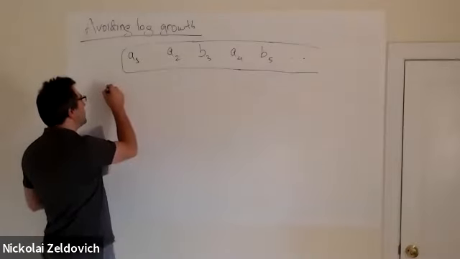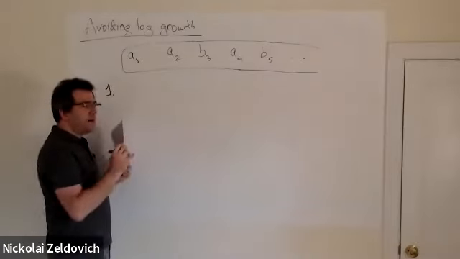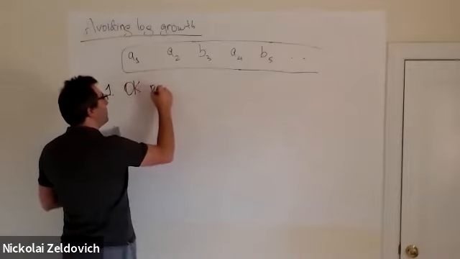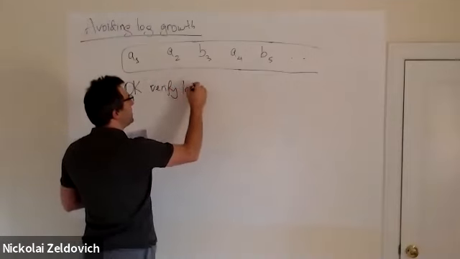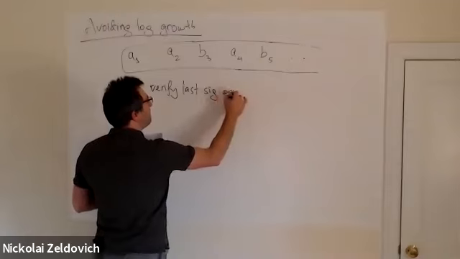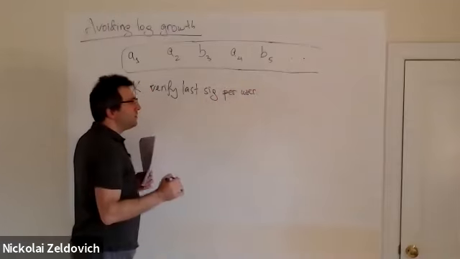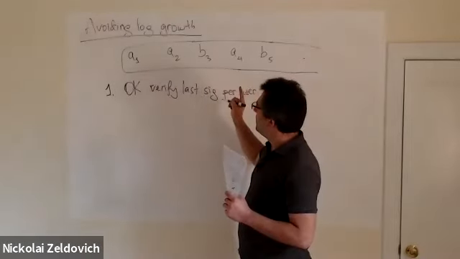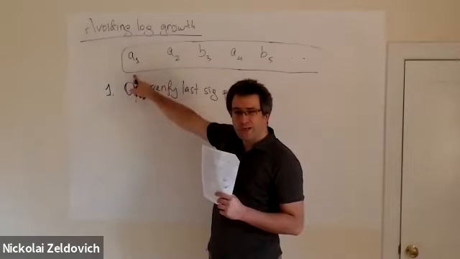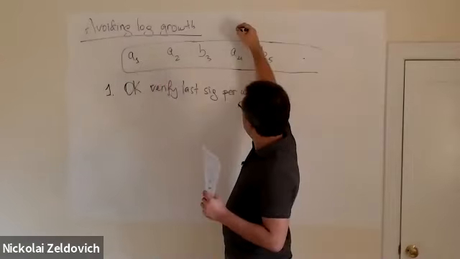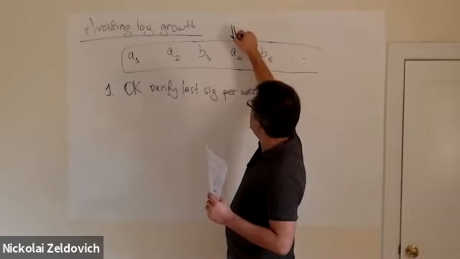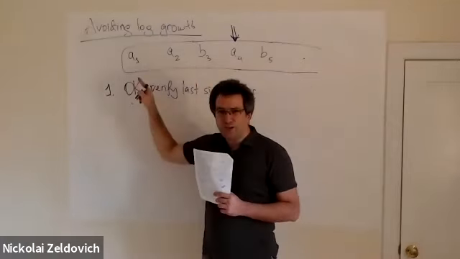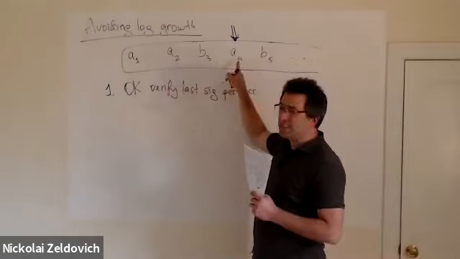So our first insight is that it actually suffices, you don't have to check all the signatures. It's okay to check just the last signature per user. What I mean by this is that if we have this history over here, then we don't actually need to check the signature here. And we don't need to check the signature here. We just need to check the signature over here. So the last thing that A did, we've got to check that signature. But all the previous things from A actually turn out to be subsumed by this signature.